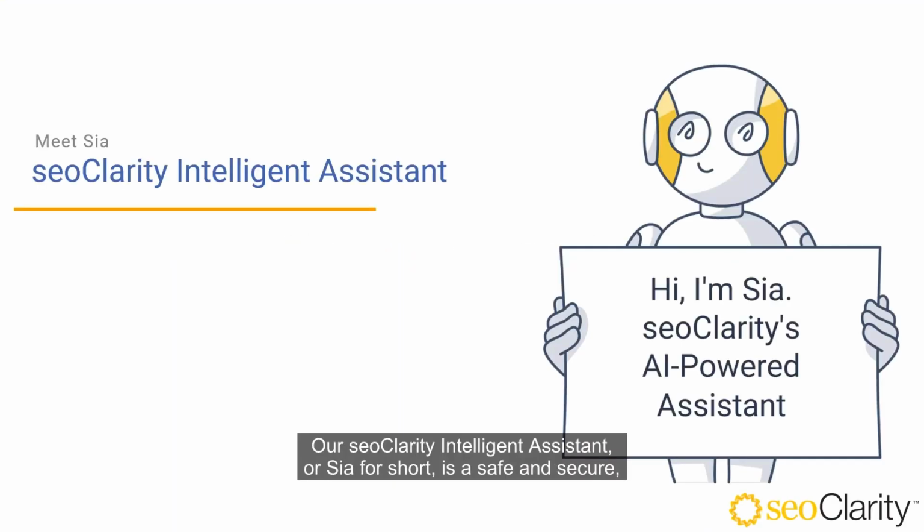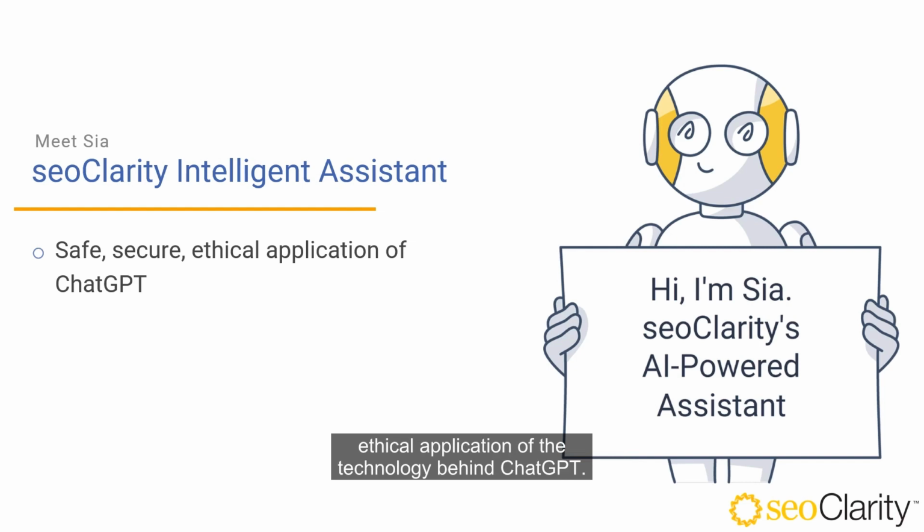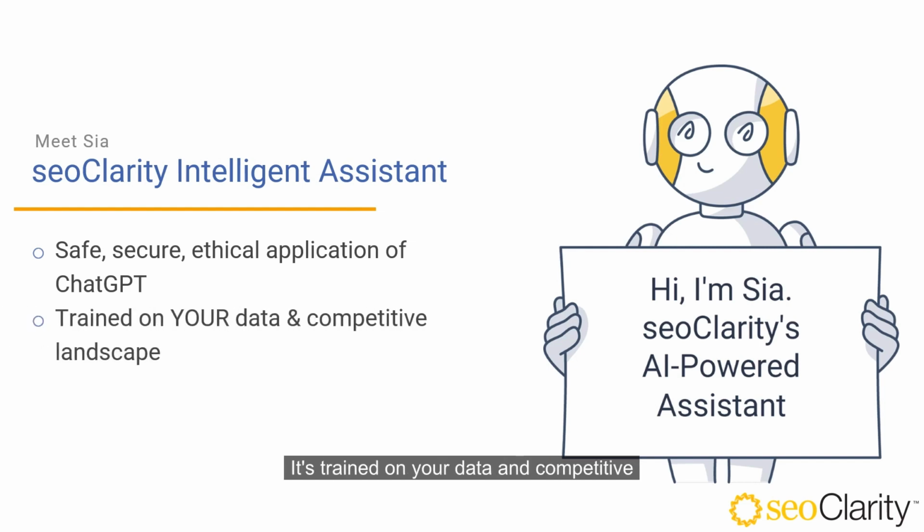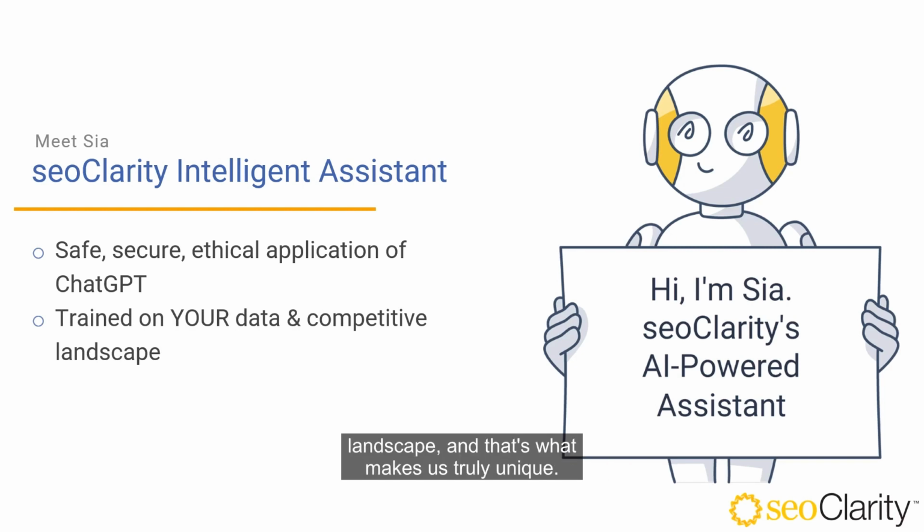Our seoClarity Intelligent Assistant, or Sia for short, is a safe and secure ethical application of the technology behind ChatGPT. It's trained on your data and competitive landscape, and that's what makes this truly unique. If you just use ChatGPT out of the box to try to do SEO tasks, you have to remember that ChatGPT is trained on all the information out there on the internet, the good, the bad, and the ugly.